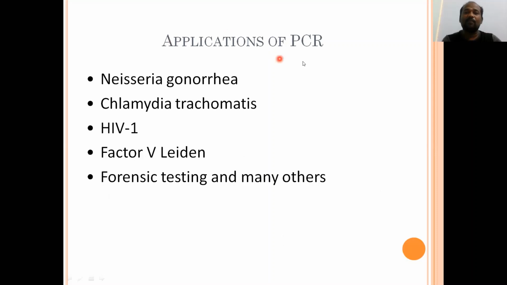Then finally, applications of PCR. We have many abundant PCR uses, and this is a few. For example, we may detect some bacterial diseases such as gonorrhea or TB, other diseases like chlamydia, viral diseases like HIV. We may detect some genetic or mutation disorders like factor V Leiden, or we may go with some forensic testing. There are many more applications.